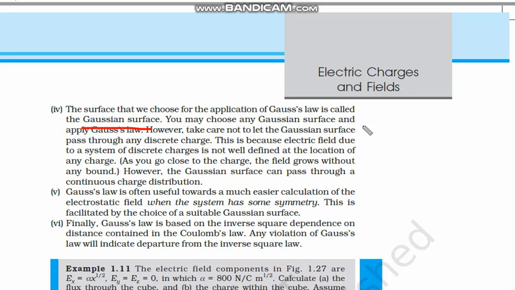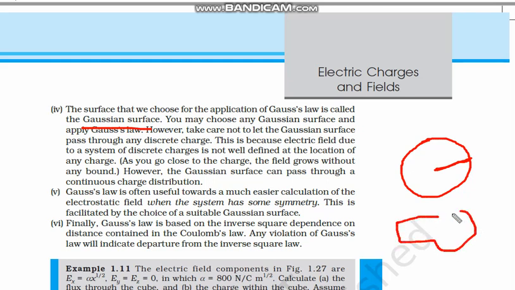You may choose any Gaussian surface and apply Gauss law. So we can choose any Gaussian surface, as we saw in the previous example that we took simply a sphere, because for the case of a sphere, let us say the charge is at the center of a sphere, that point R is at the same distance. But if we took another type of surface, let us say any kind of this type of shape, then if the charge is here, then every time R also varies. So it is quite difficult to measure R every time.